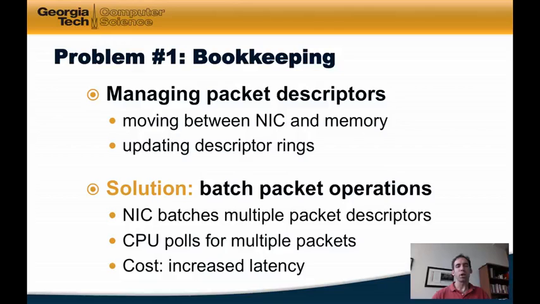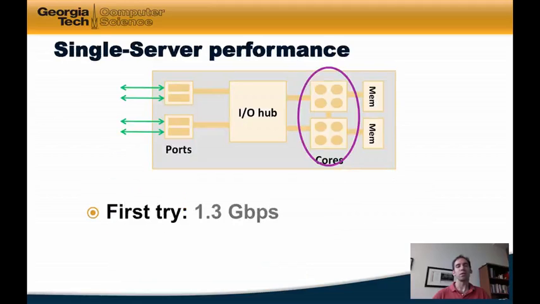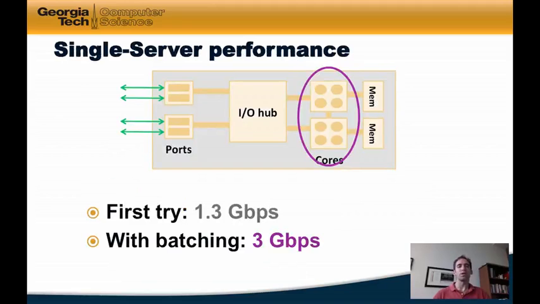We can speed up forwarding operations by batching them together. In other words, waiting for multiple packets to arrive before processing them. Instead of processing each packet individually, the network interface card can batch multiple packet descriptors, and the CPU can then poll for multiple packets, thereby amortizing the overhead associated with processing packets. The cost of batching, of course, is increased latency and also increased jitter, since sometimes packets may sit in memory on the interface card for a variable amount of time before the CPU polls for the packet. Performing this type of batching results in single server forwarding rates of about 3 gigabits per second.